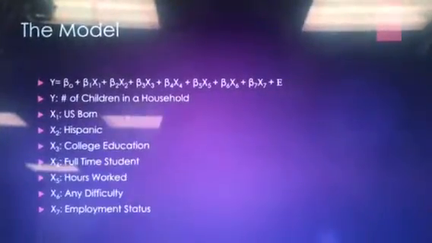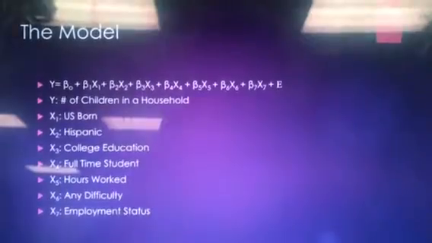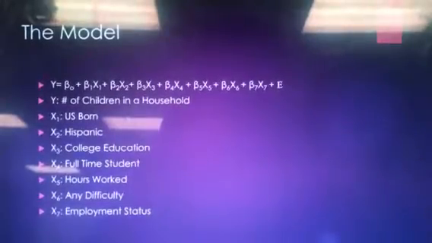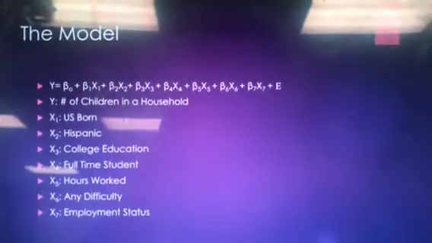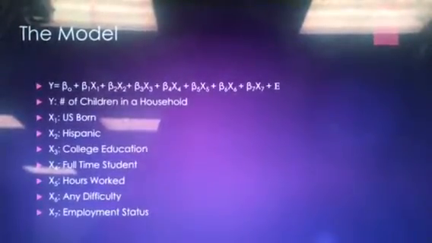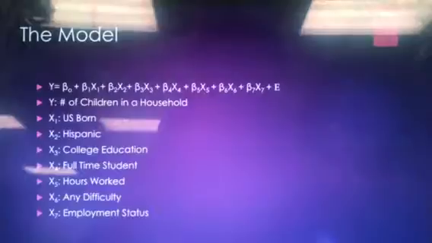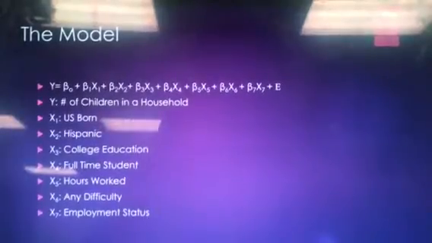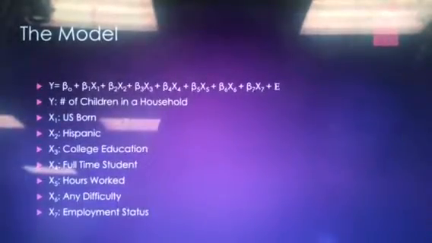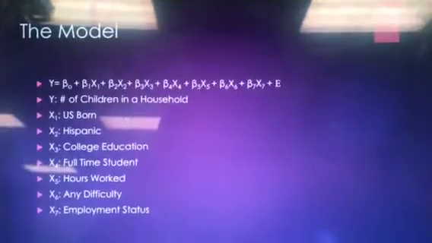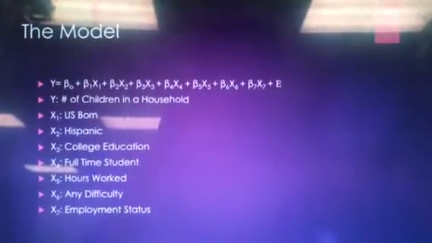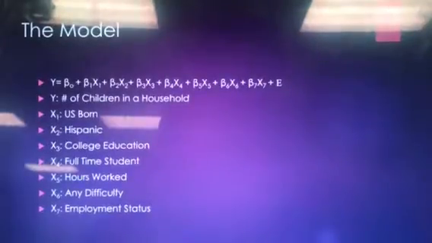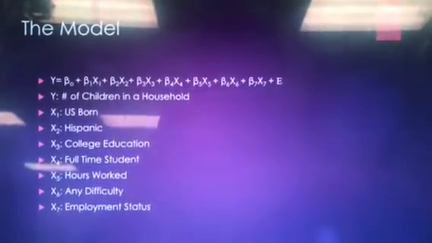The model. The model is shown by the equation below. The variables are y equals number of children in a household, x1 equals US born, x2 equals Hispanic origin, x3 equals college education, x4 equals full-time student, x5 equals hours worked, x6 equals any difficulty or disability, and x7 equals employment status.